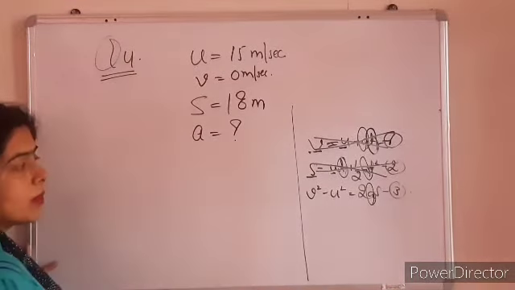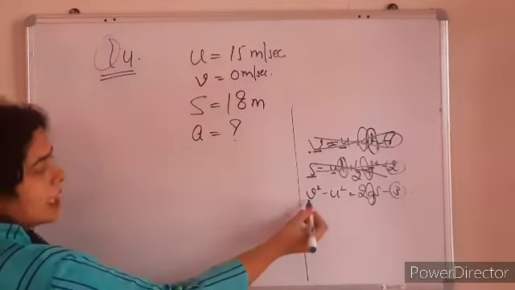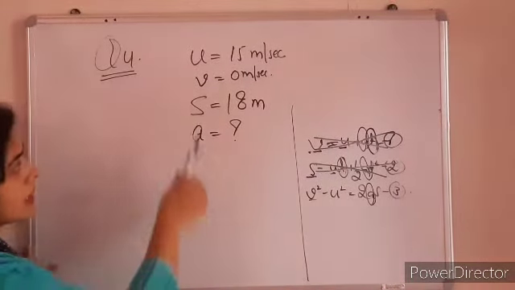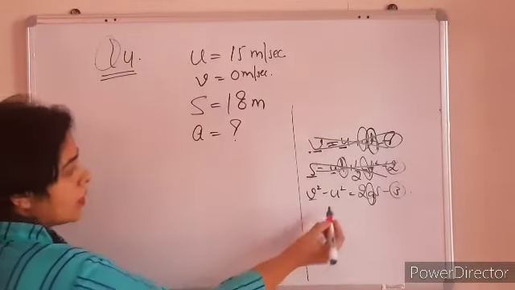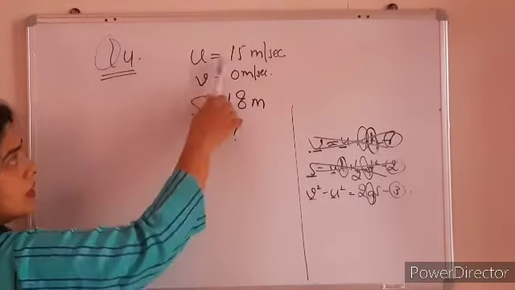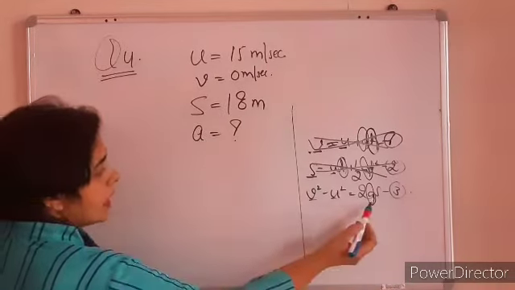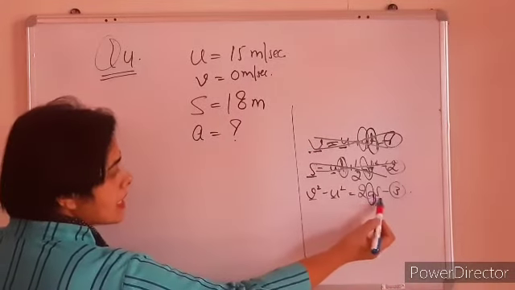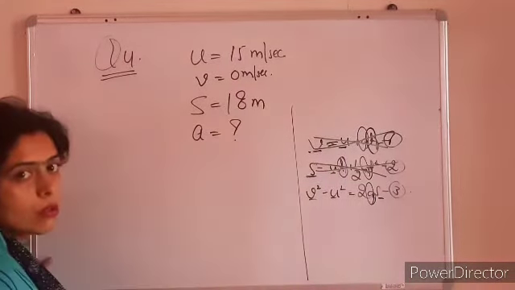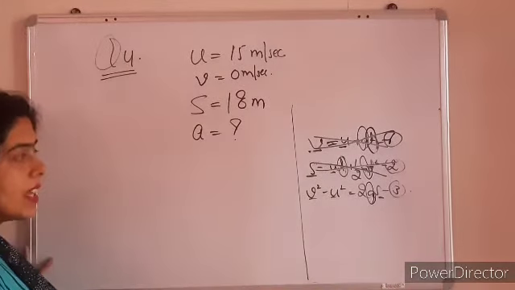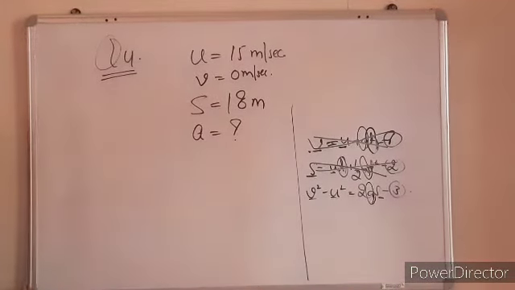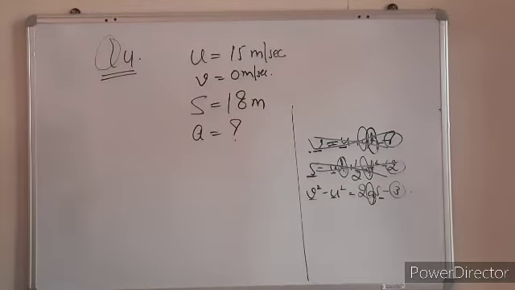Move on to the third equation. V is your final velocity, we have its value. U is initial velocity, we have the value. A, we have to find out. S, we have its value also. So the third equation is the one in which only one is missing, rest all are given. Fine. So obviously we are going to apply the third equation.